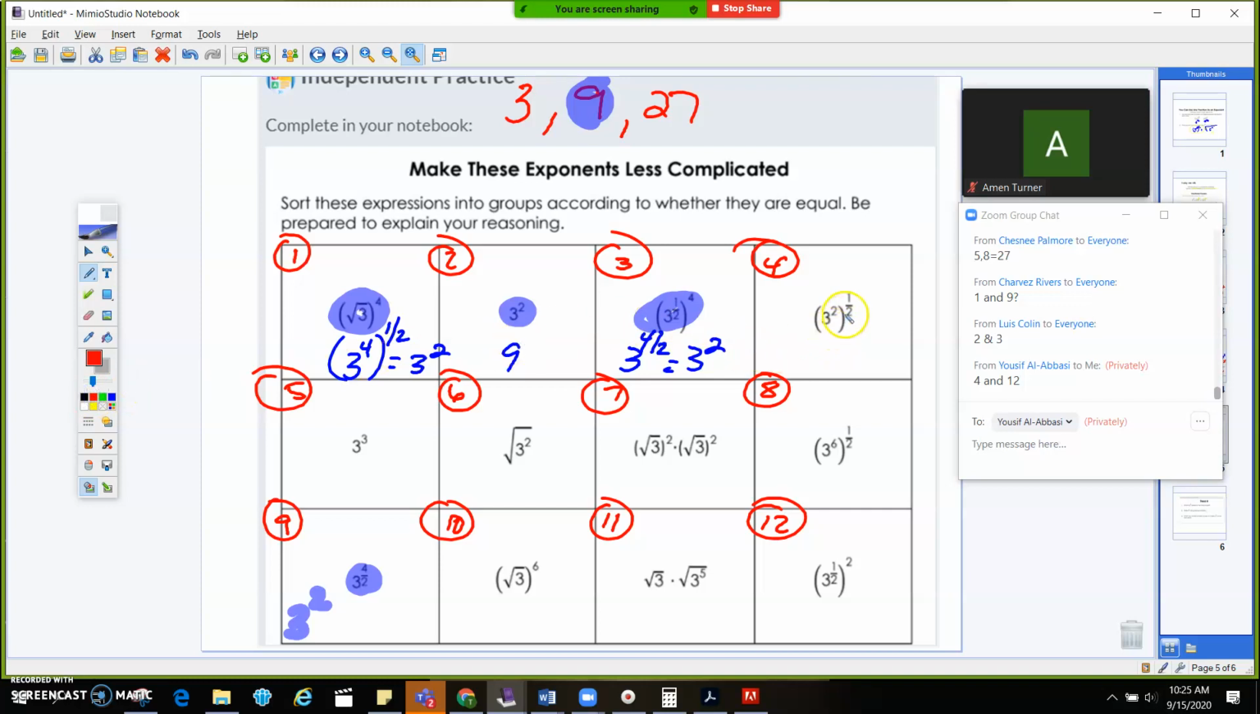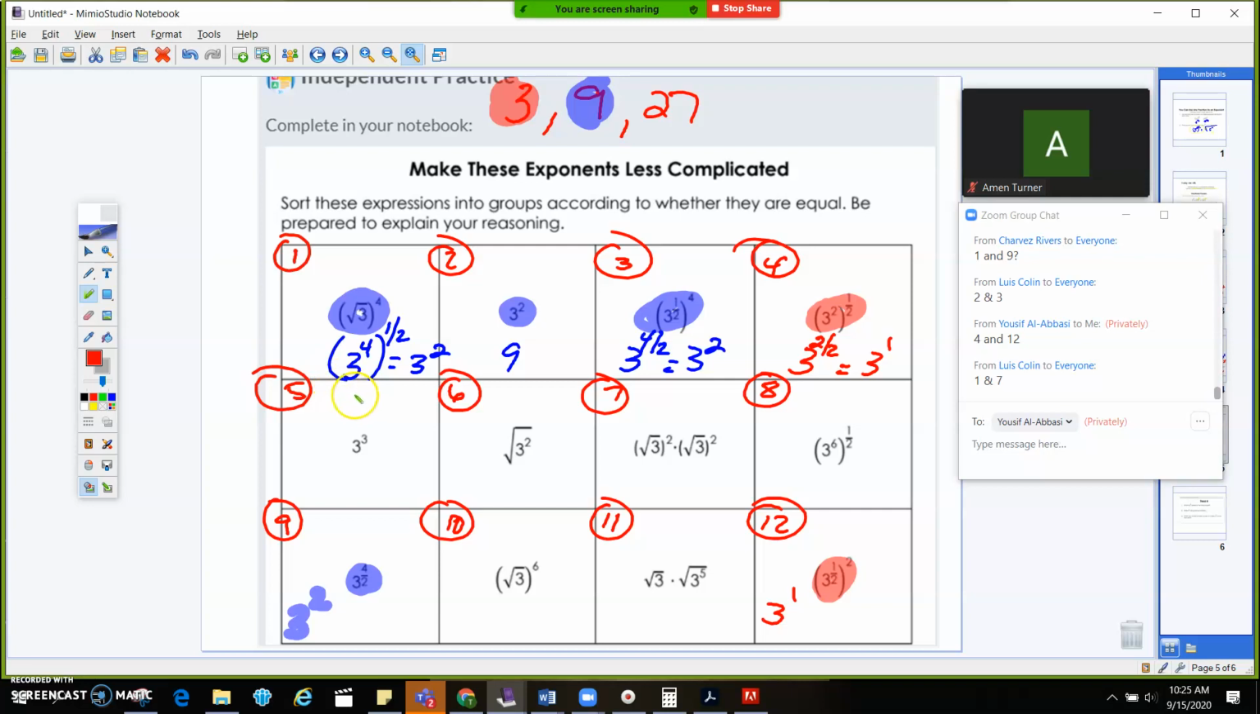So on 4, we've got 3 raised to the 2nd power raised to the 1/2 power. Well, if we multiply those exponents, that's going to give us 3 to the 2 over 2, which is going to give us just 3 to the 1st power. Okay, so that's going to be in its own category. And then we've got 12 is what somebody else said. And so we have 1/2 raised to the 2nd power. So if we multiply that, that's going to give us 3 to the 1st power, which is the same thing as what we got on 4. So this is going to be 3.